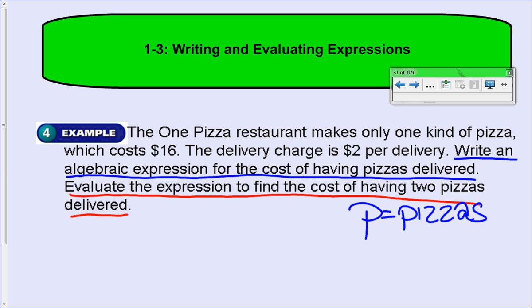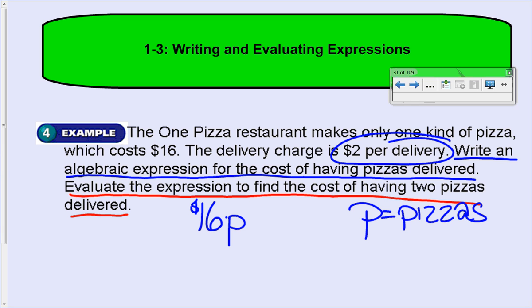Now, for these, you could do 16 plus 16. You could do 16 plus 16 plus 16, and so on. But the simpler way to do this is to multiply. We know each pizza costs $16, so 16 times P. Because if you multiply every pizza by 16, you're going to get the cost of it. However, that's not the only cost you pay. If you've ever had a pizza delivered to you, you know sometimes they have a charge because they're using their gas money to come to you. And they tell you $2 per delivery.